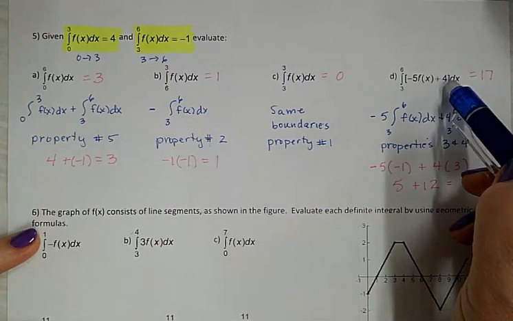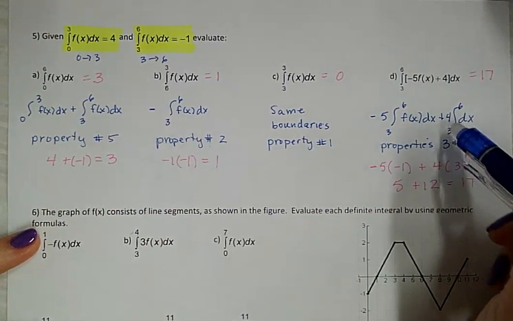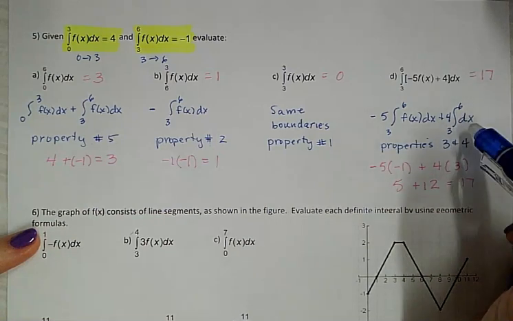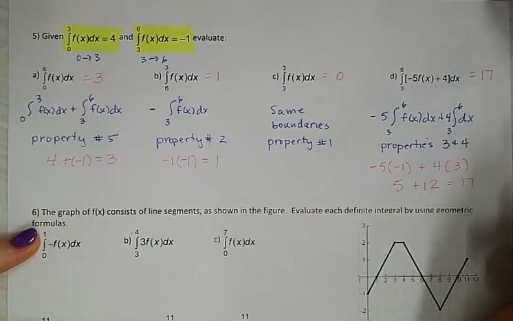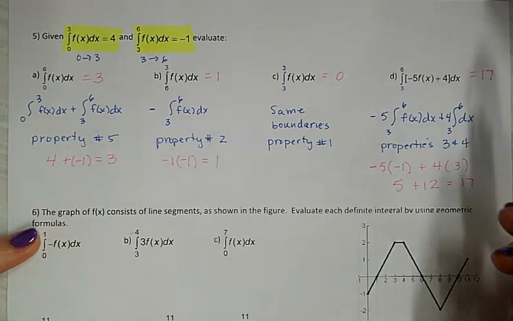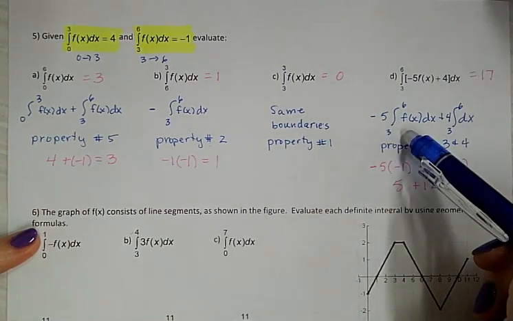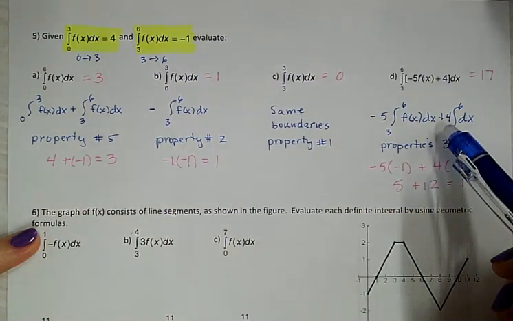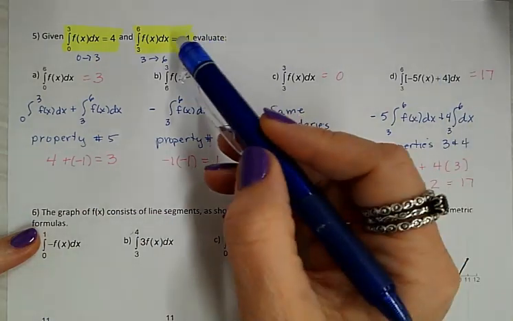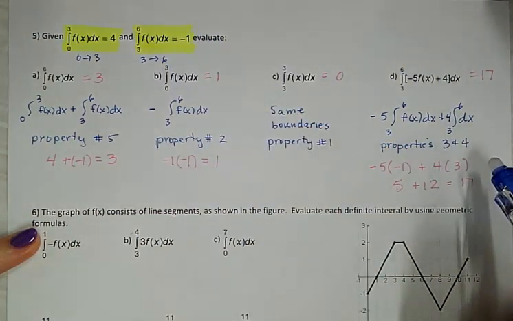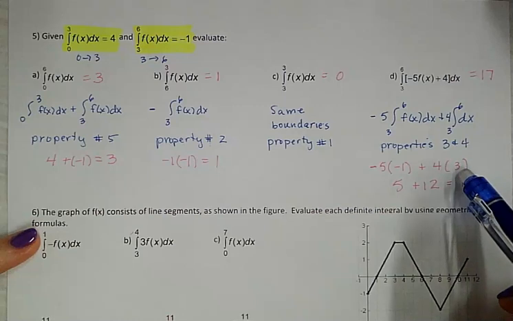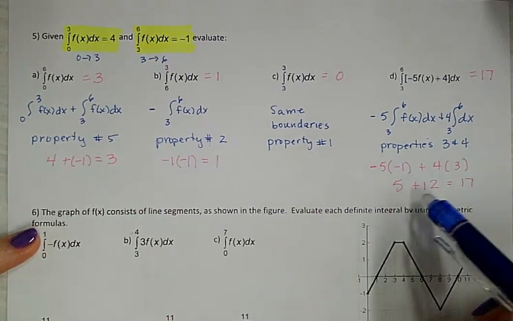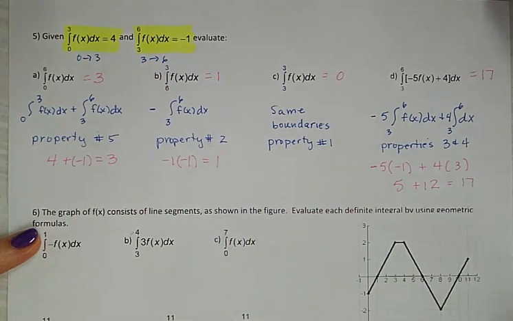And then the second function was 4. So I went and pulled the 4 out because that's a constant. Now it's going to go from 3 to 6 of just dx. So I used property 3 and 4. So now I can do -5, and then the integral from 3 to 6 is right here is -1. And then I can do 4 times the integral from 3 to 6 of dx, which is going to be 3. And then -5 times -1 is 5. 4 times 3 is 12. 5 plus 12 is 17. So that's what the integral equals.